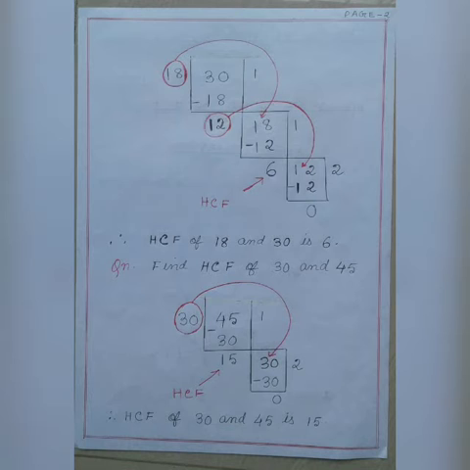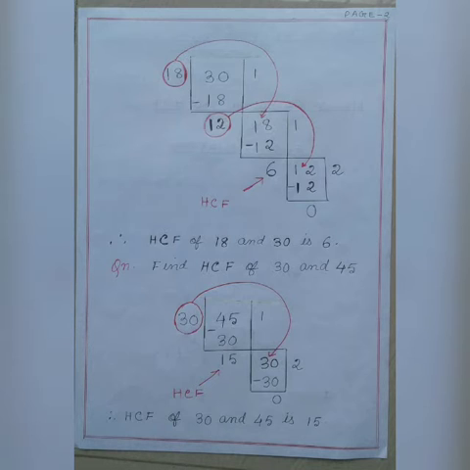Now let us check another example. Find the HCF of 30 and 45. So again, the smaller number I have taken as divisor and the greater number as dividend. If I divide 45 by 30, the quotient is 1. 30 into 1 is 30. If I subtract 30 from 45, I get 15.